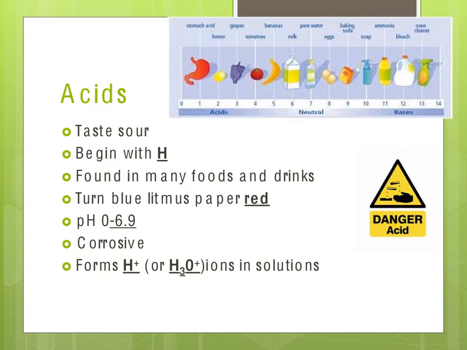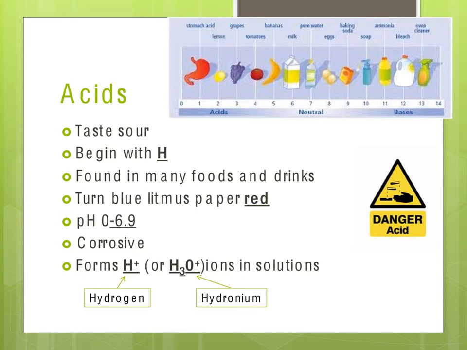They form hydrogen ions or H3O+ ions in solution. We will talk about this in just a minute. H+ is, of course, hydrogen ions. This H3O+ is called hydronium, and it happens whenever H+ is in water, which is what happens in acids. We'll talk about hydronium in a few minutes more in depth.